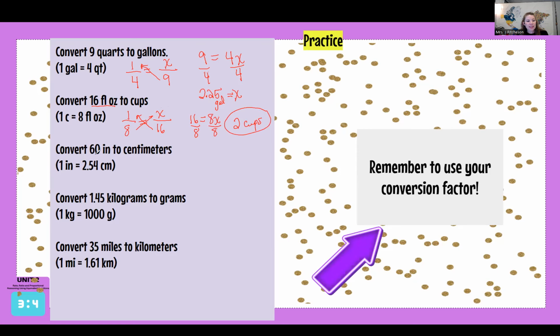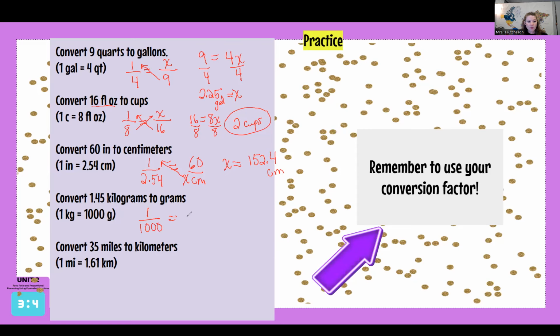All right, the next one, convert 60 inches to centimeters. For 1 inch, there's 2.54 centimeters. Our inches we put on top, so we want to put the 60 on top. We don't know our centimeters. So 1 times x is x equals, and then all we're going to do is multiply 60 times 2.54, and I got 152.4. 152.4 centimeters.